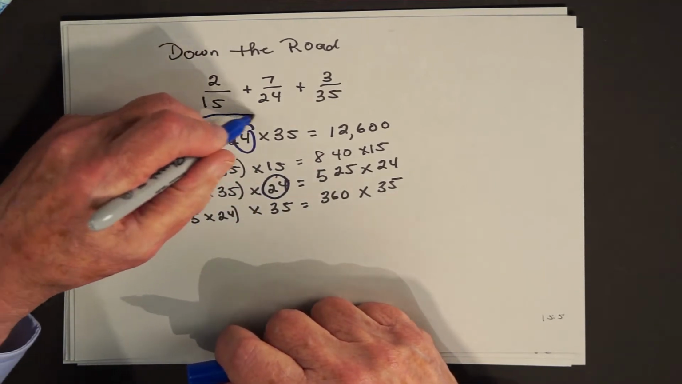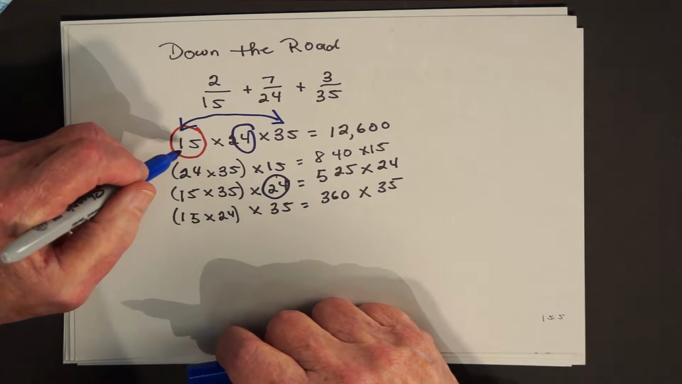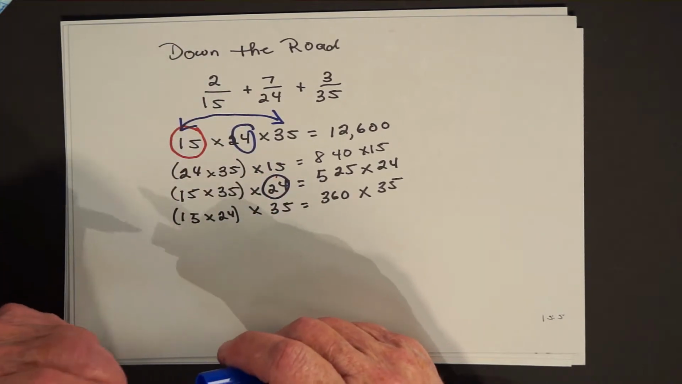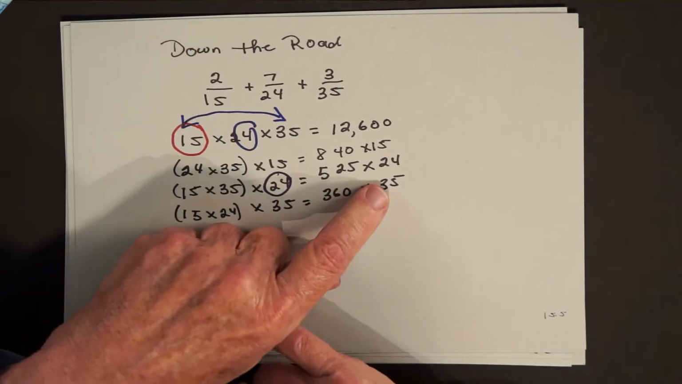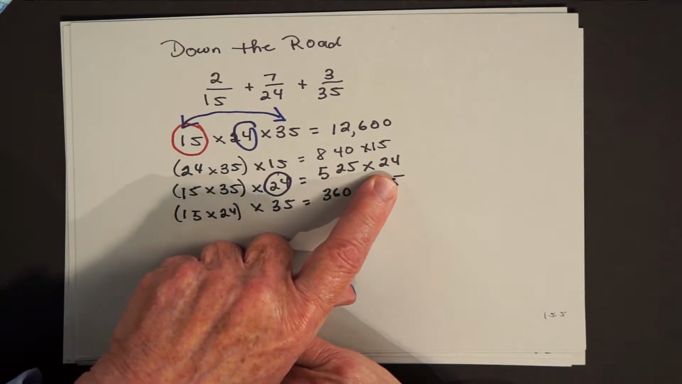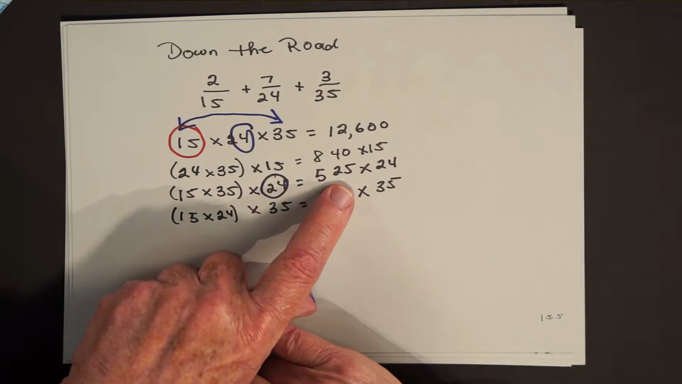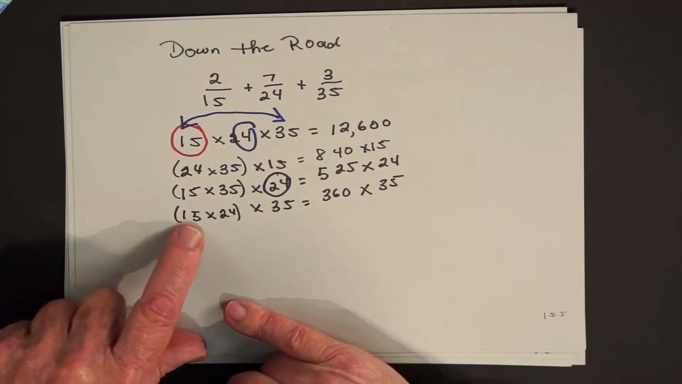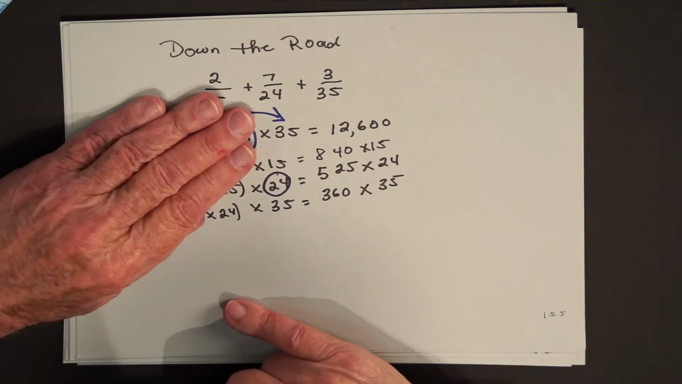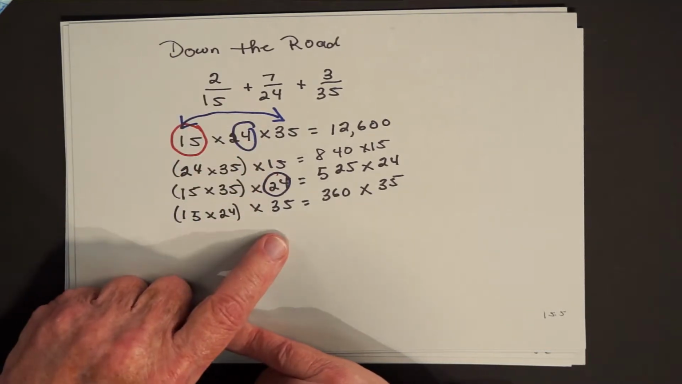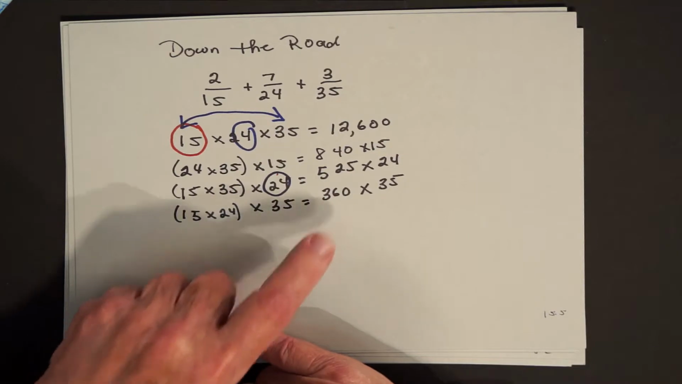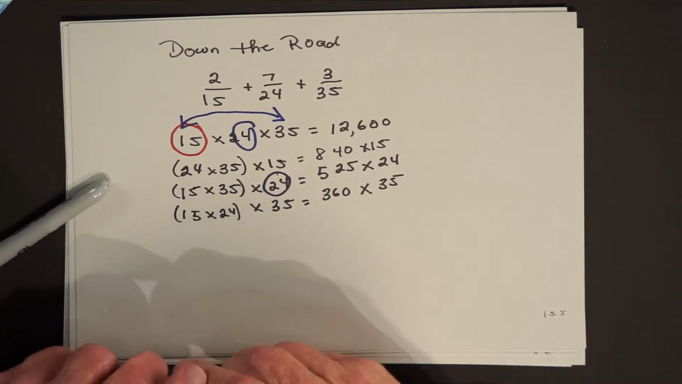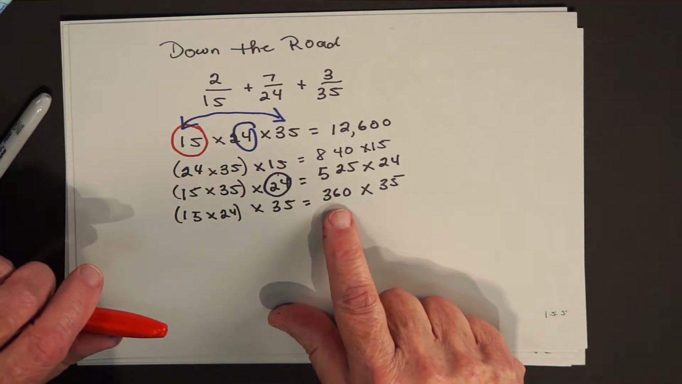Cover up the 24, and you see what you have to multiply by is 15 times 35. 15 times 35 is 525. That tells you that if you're listing the multiples of 24, it would be the 525th one you would come to. And in a similar way, covering up the 15 and the 24, we see how many 35s we need. 15 times 24 is 360. So if you're counting by 35s, it would be the 360th number you come to.